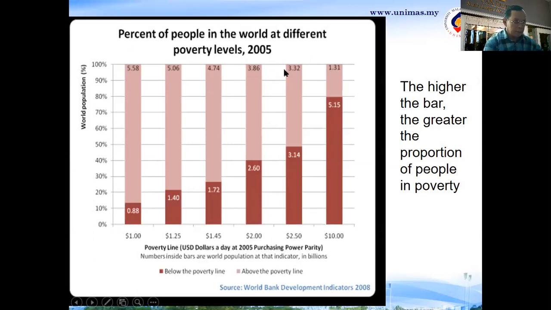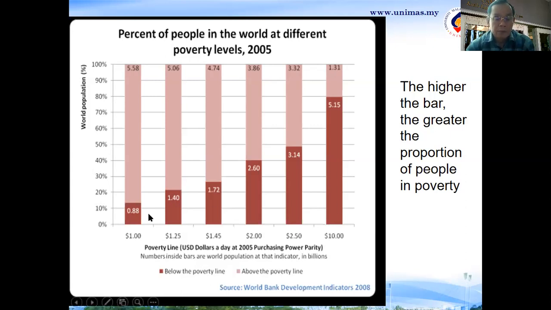In other words, the level of poverty line changes quite drastically, or it's dynamic in the sense that this year maybe the poverty line is lower. Next year could be higher, and so on and so forth.